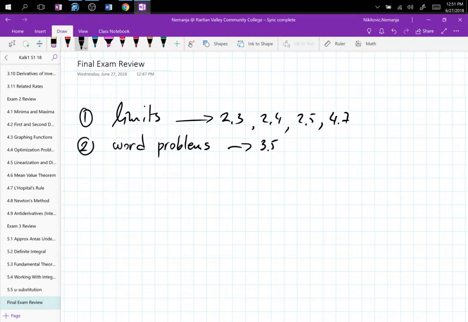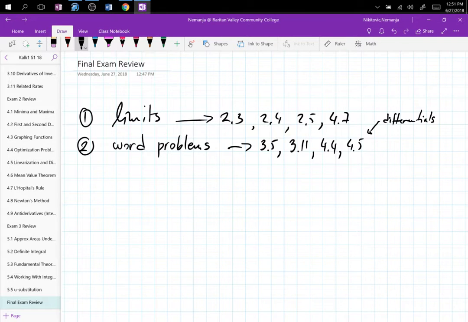So 3.5. We had 3.11, which was the related rates. We had 4.4, which was optimization. We had word problems with differentials and linear approximation, which was 4.5, I believe. I'll put differentials. So those were the sections with the word problems.